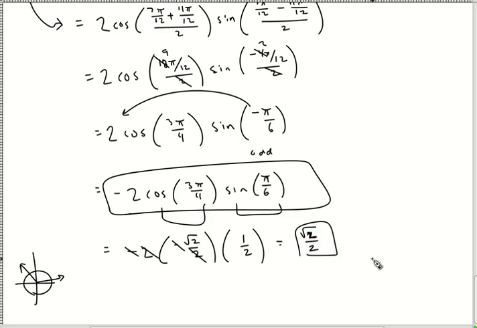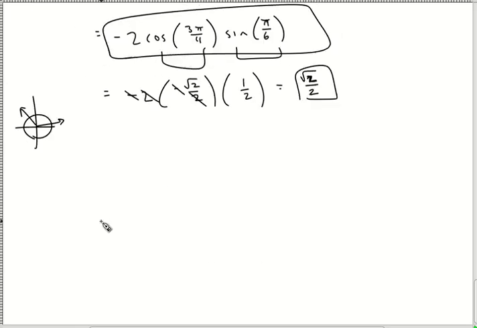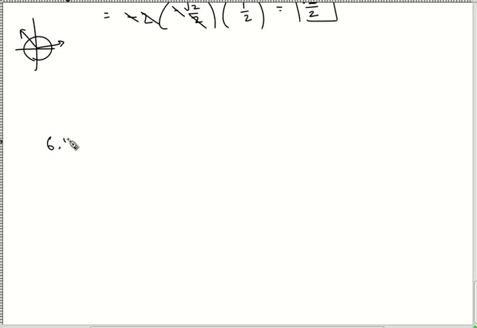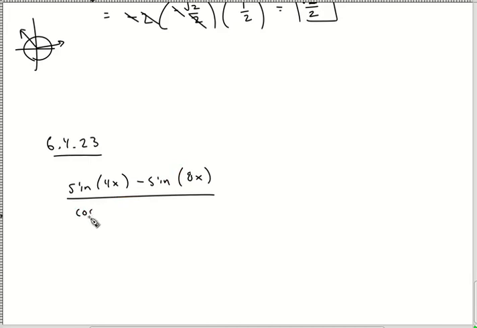Okay. I don't know. It's fine. Just another problem. So I've got sine of 4x minus sine of 8x divided by cosine of 4x minus cosine of 8x. All right, now pause for a second. This is not like tangent minus tangent or something like that. No. Okay? We're going to have to do a lot of work to simplify this thing.